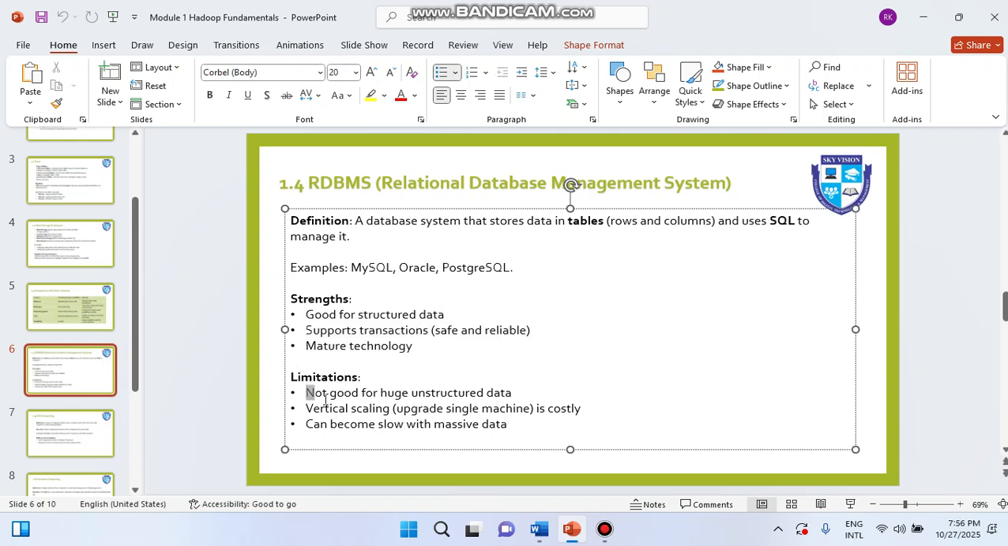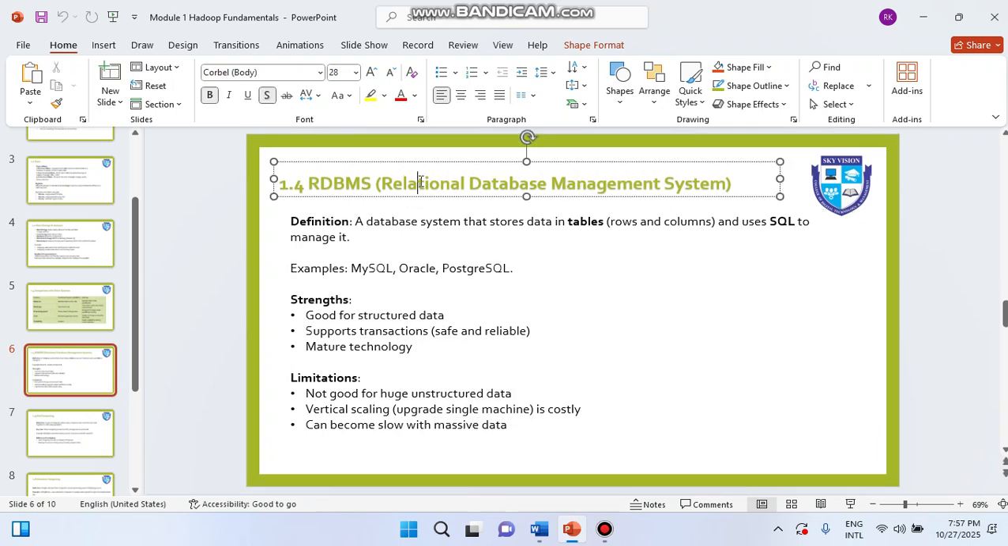Okay. Now strengths: good for structured data, supports transactions, and mature technology. Limitation: not good for huge and unstructured data. Vertical scaling means it will be storing step by step. It is not horizontal scaling. So that's why we are avoiding that, and it can become slow with massive data. When we have a huge quantity of data, it will become slow.